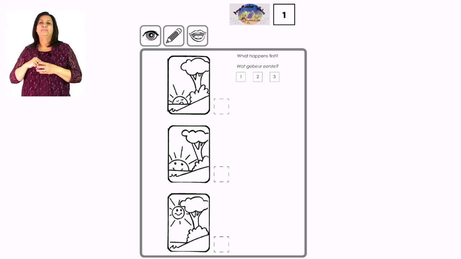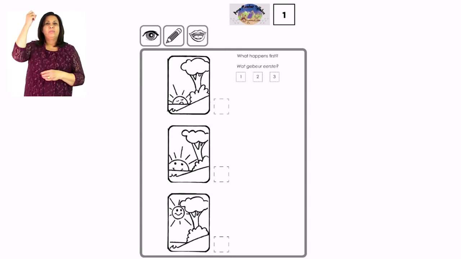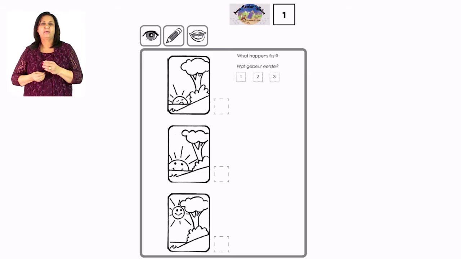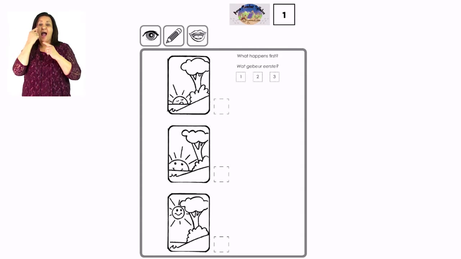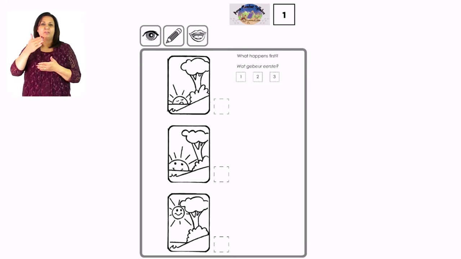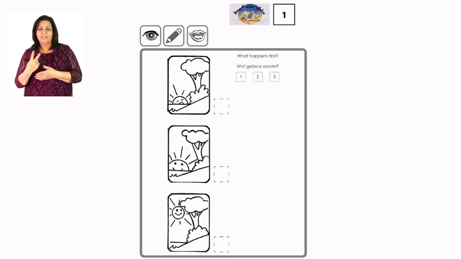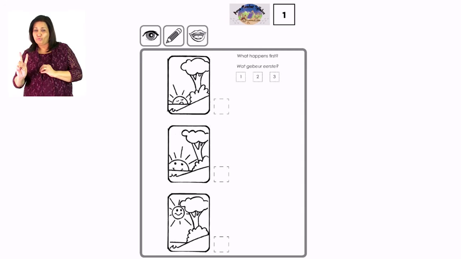Now we need to know, in the daily days, if we look when the sun rises, which one is going to be the first picture? What happens first? Let's look. Remember, focus on the sun's eyes. The first picture is going to be the one in the second place. So we will have to write number 1 in the second block next to the second picture. That is what happens first.